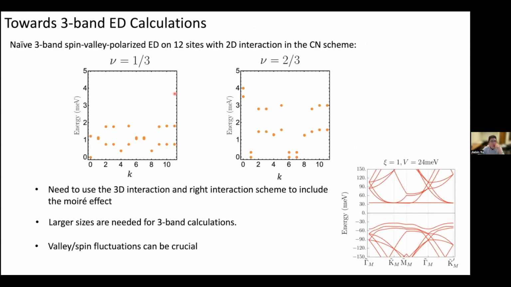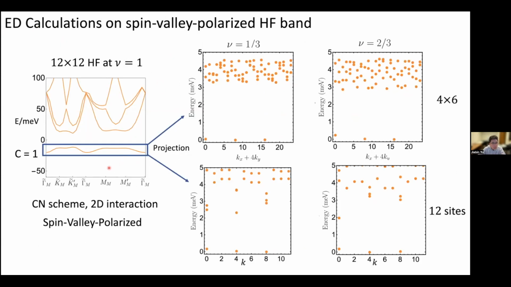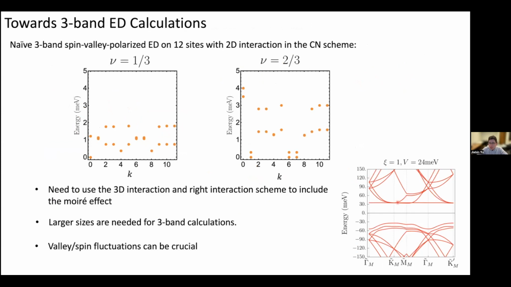So we are currently working on doing the ED calculation with 3 bands, not just the lowest Hartree-Fock band. Basically, you can see that at single particle level, the lowest 3 bands are very close to each other, and the band mixing effect here is actually stronger than twisted MoTe2. We are also using not just the 2D interaction but the 3D interaction, and we also try to include the spin valley fluctuation to capture precisely the experimental signatures.